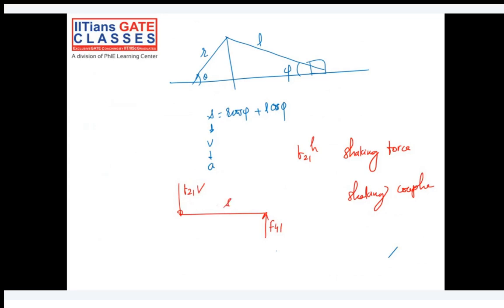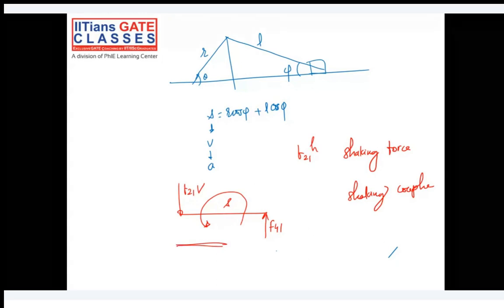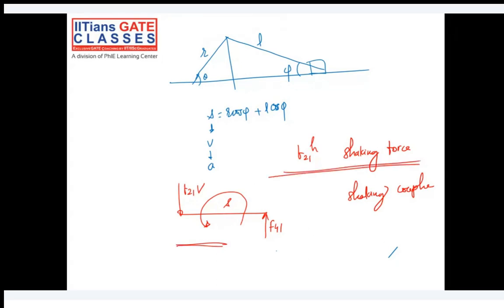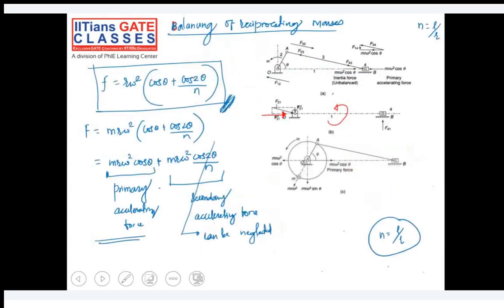Okay, but whether it is causing any issue with the reciprocation, this will just try to tilt the entire system. But if your guideways and the frame are strong enough, they will be able to sustain it. But we don't have any balancing force for this F21H, right? Do you agree till this? Because for the F21H force, we don't have any other force in the left-hand side direction. How can we make it balance? Anyone? Can anyone tell me how we can make it balance?